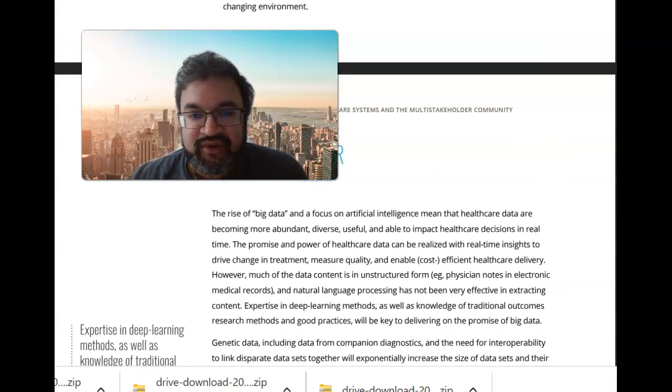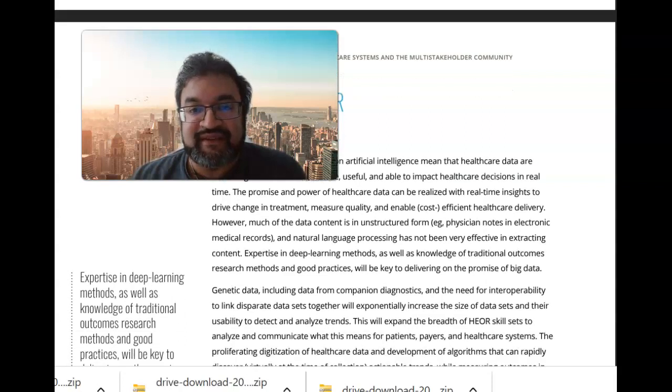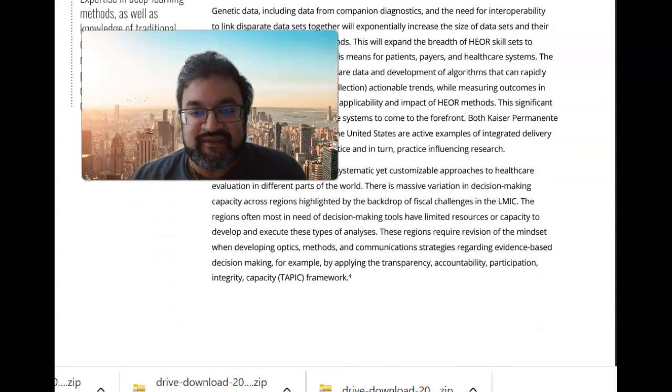Then the future of HEOR, this is actually evolving because of big data and the advent of artificial intelligence. So healthcare data are becoming more abundant, diverse, useful, and able to impact healthcare decisions in real time. The promise and power of healthcare data can be realized with real-time insights to drive change in treatment, measure quality, and enable cost-efficient healthcare delivery. However, much of it is unstructured data in the form of patient files, and natural language processing is not very effective in going through these patient files.